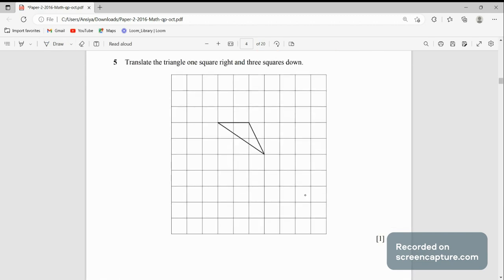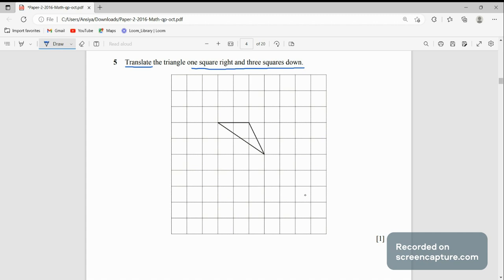Next one. Translate the triangle 1 square right and 3 squares down. We have learned this method in enlargement, while drawing an enlargement. This is actually translation. Translation means moving the picture. The size of the picture is not changing. We are not going to draw an enlargement. It is just a translation, which means moving the exact triangle from one position to another position.